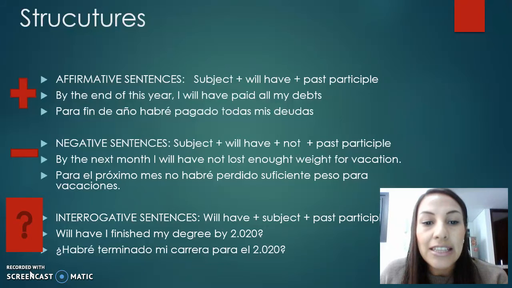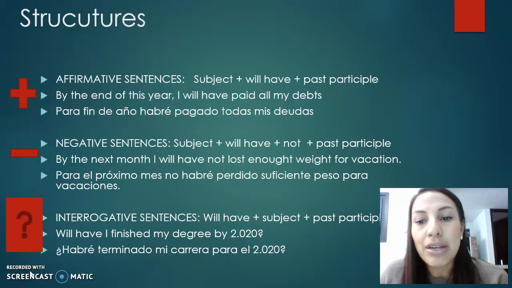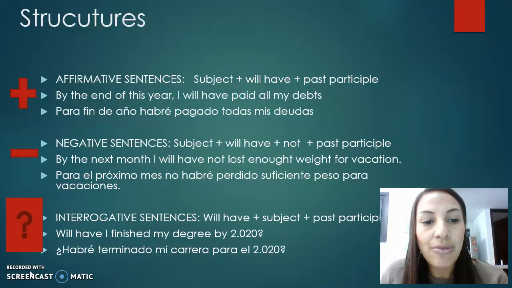For interrogative sentences, we have will plus subject plus have plus past participle. For example, will I have finished my degree by 2020?